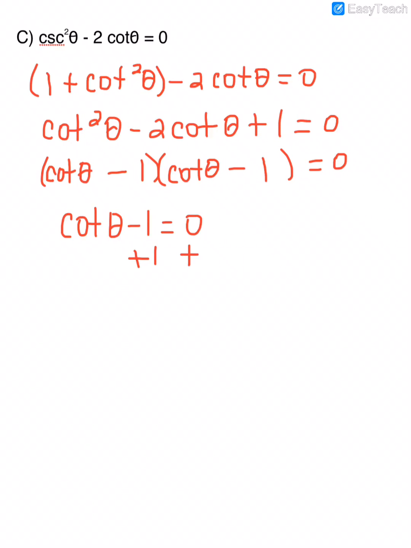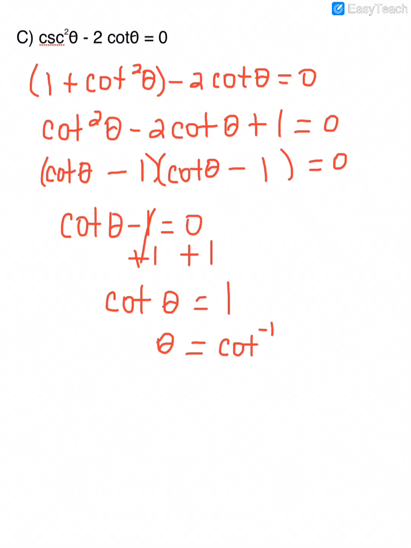I'm going to add 1 to both sides. Alright, so I have cotangent of theta equals 1. I take cotangent inverse of both sides, and that gives me theta is equal to cotangent inverse of 1. And the angles where cotangent is 1 are 45 degrees and 225 degrees. And that's my solution.